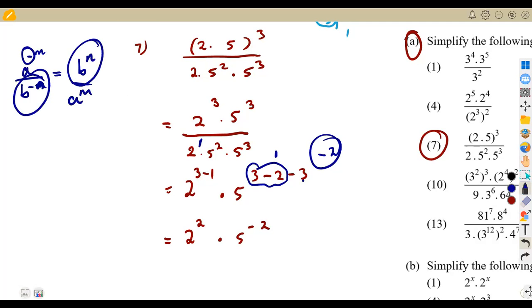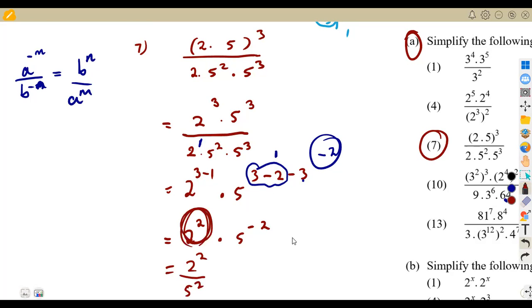So meaning to say, in order for us to change this, we're going to write it below. So it's going to be 2 to the exponent of 2 over 5 to the exponent of 2. 2 to the exponent of 2 is not having a negative exponent, so it remains as it is on top. This one will be written below, so we can simplify.